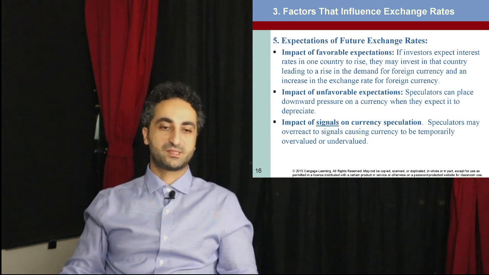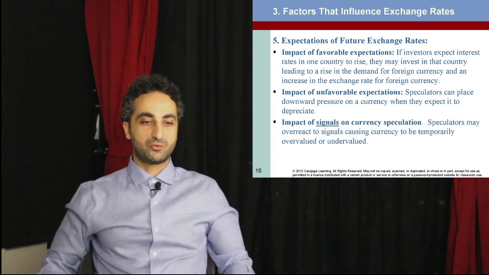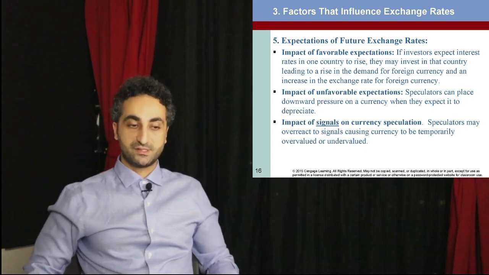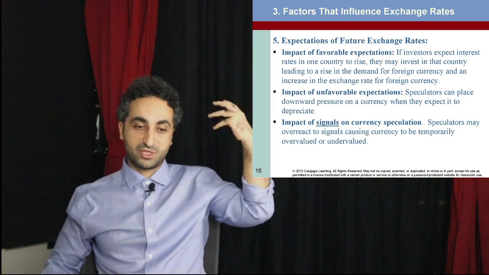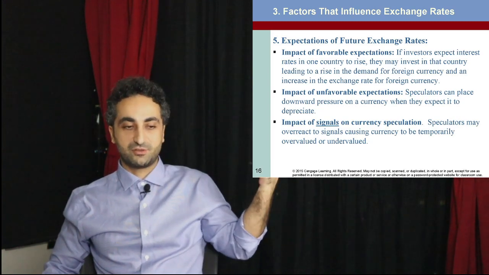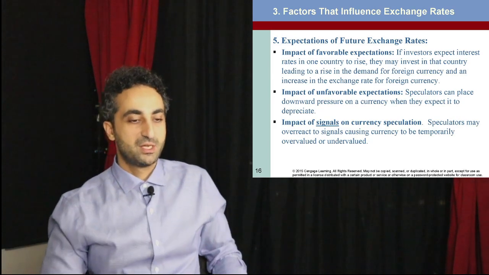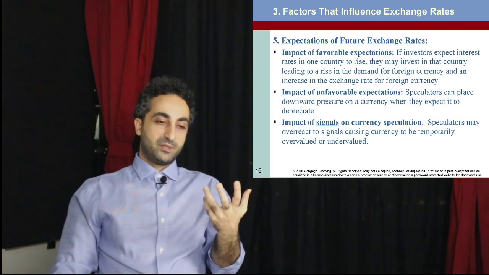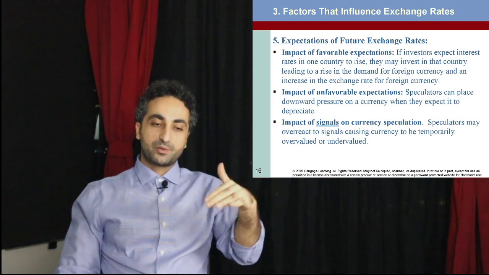Impact of favorable expectations. If investors expect interest rates in one country to rise, they may invest in that country, leading to a rise in the demand for foreign exchange, for foreign currency, and an increase in the exchange rate accordingly. When demand increases, price increases. Impact of unfavorable expectations. Speculators can place downward pressure.